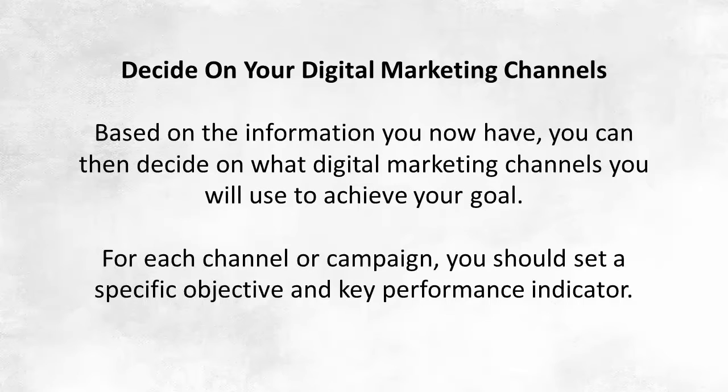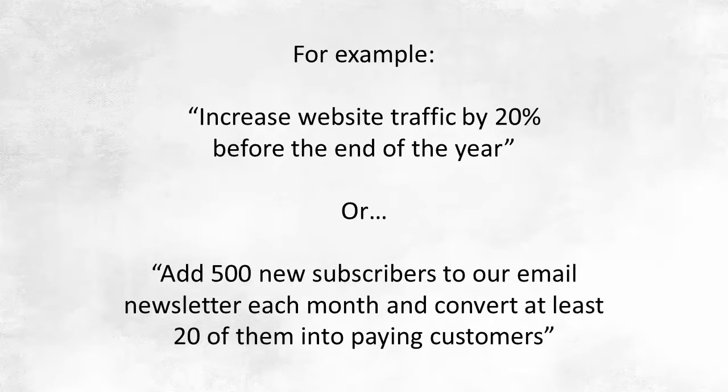Decide on your digital marketing channels. Based on the information you now have, you can then decide on what digital marketing channels you will use to achieve your goal. For each channel or campaign, you should set a specific objective and key performance indicator. For example, increase website traffic by 20% before the end of the year. Or add 500 new subscribers to our email newsletter each month and convert at least 20 of them into paying customers.